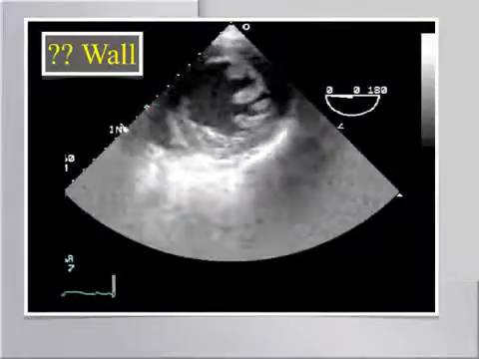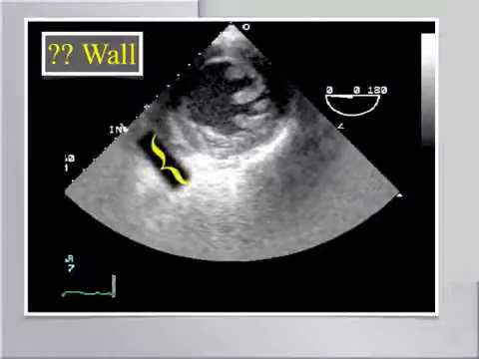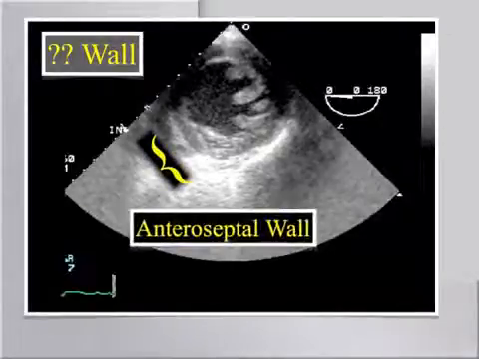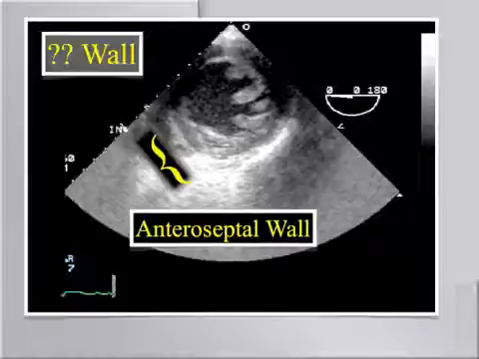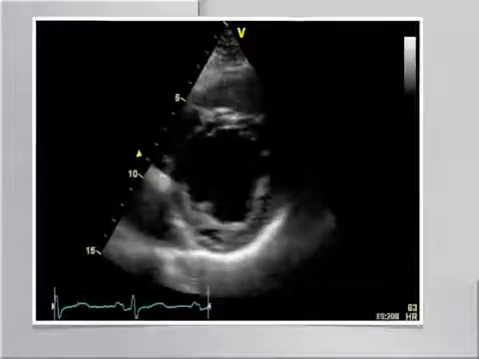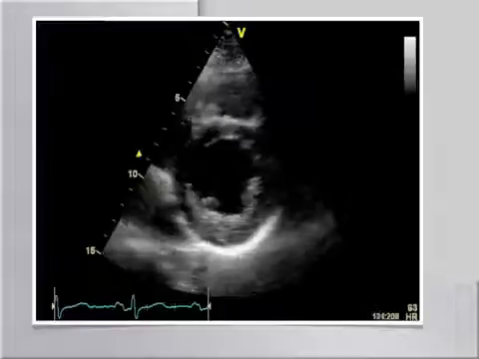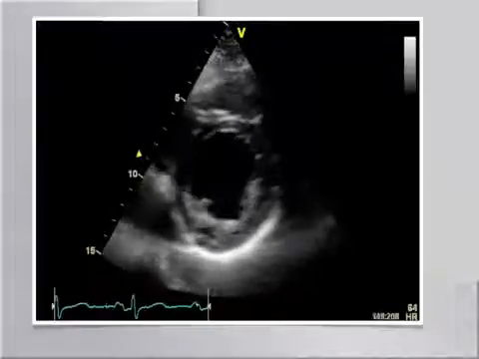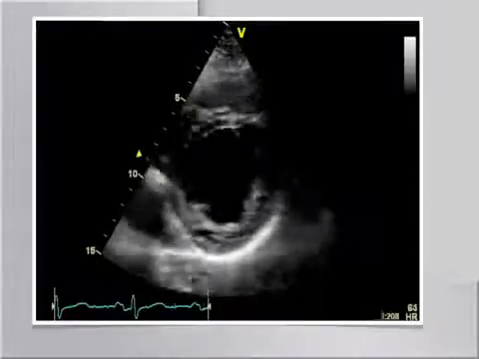In the transgastric mid-papillary view, we see dyskinesis of the anteroseptal wall. This is a more subtle wall motion abnormality. Can you identify the view and wall motion abnormality?